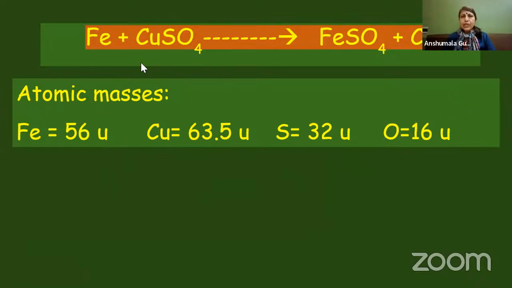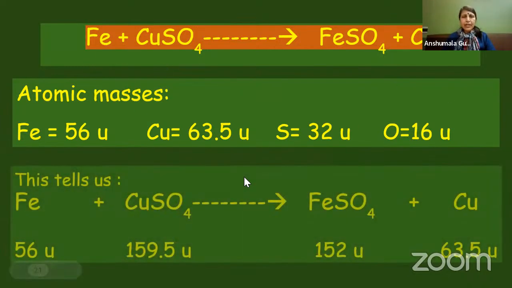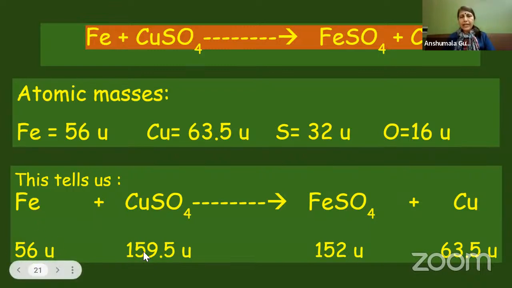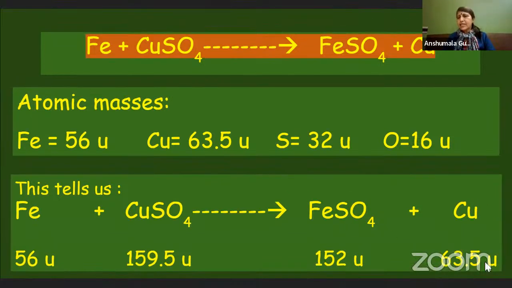If we put atomic masses of each of these in the equation, then we get this. We get that 56 U of iron, and 159.5 U of copper sulfate gives us 152 U of ferrous sulfate and 63.5 U of copper. So we have the whole equation now written in atomic masses.